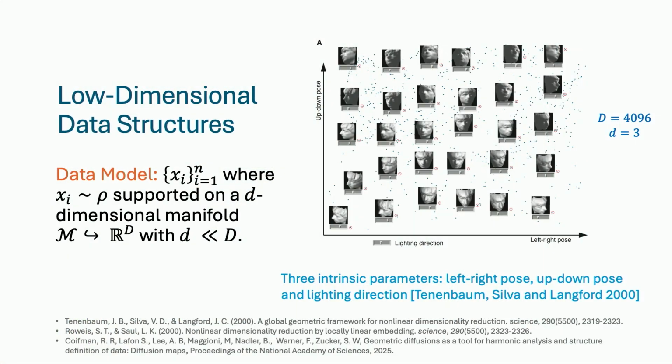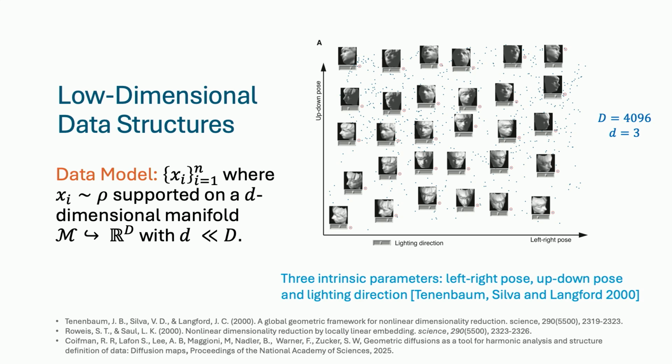So the key, or the common belief for the success, is that real data usually have low dimensional structures. For example, if you look at this image data set, which contains images of the same statue taken from left, right poses, up, down poses, and different lighting directions, every image can actually be parameterized by 3 parameters, which are the pose parameters and the lighting direction. Every image has about 4,096 pixels. You can think of them as vectors in a 4,000 dimension space, but they are parameterized by 3 intrinsic parameters.